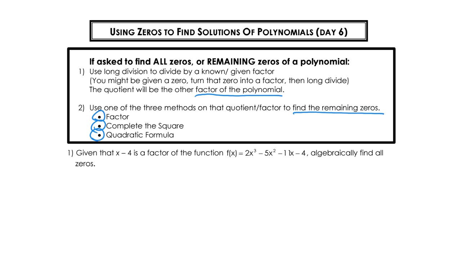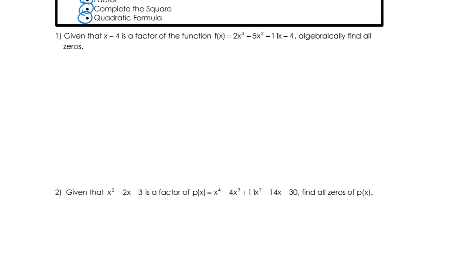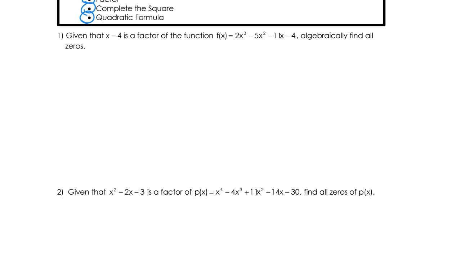Okay, so here we go in number 1. These problems do take a little bit longer and a lot of space. Number 1 says, given that x minus 4 is a factor of the function, we need to algebraically find all the zeros. Because this is a factor, it should go into that polynomial with a remainder of 0. So we'll go ahead and use our long division.